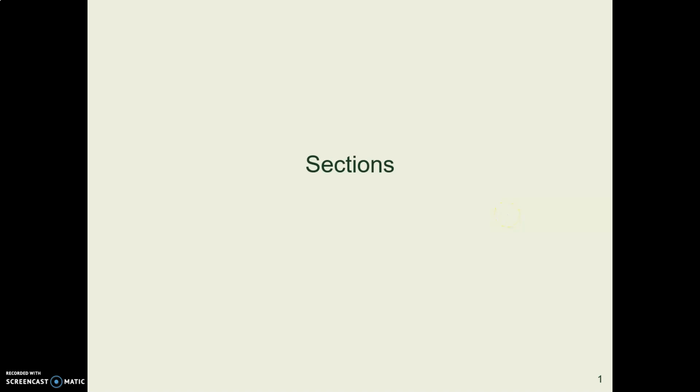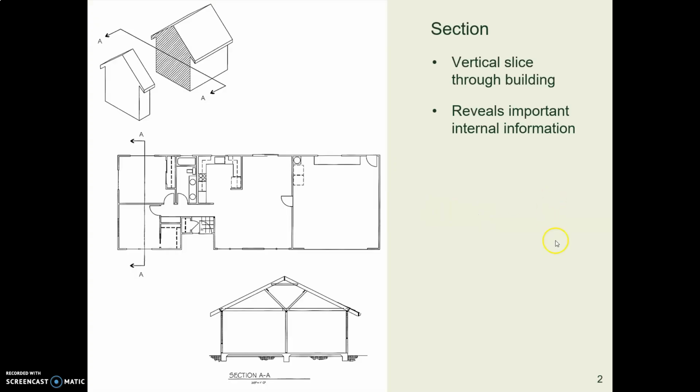Here's another way of showing details about your building, the section view. You know how when you look at a floor plan, it is a view of the building sliced 4 feet above the floor? Well, a section is a slice cut vertically. A floor plan is sliced horizontally. A section is sliced vertically.